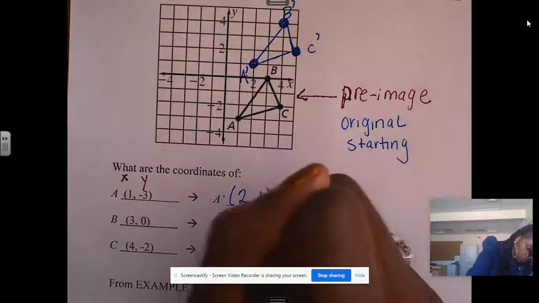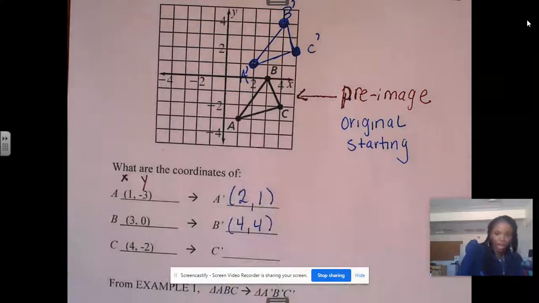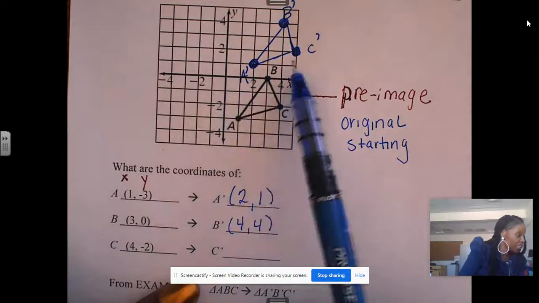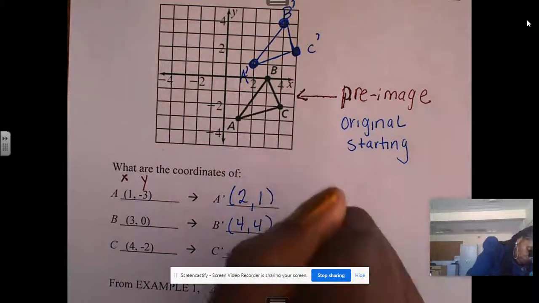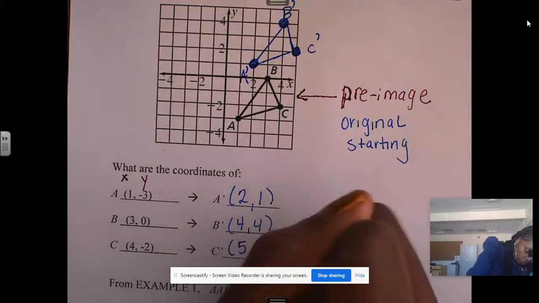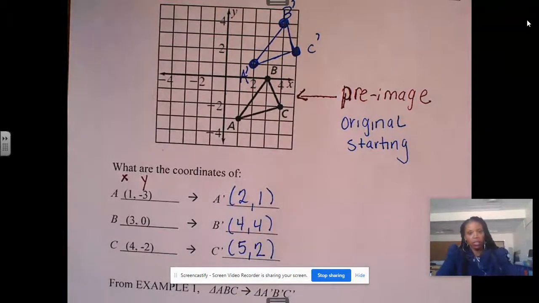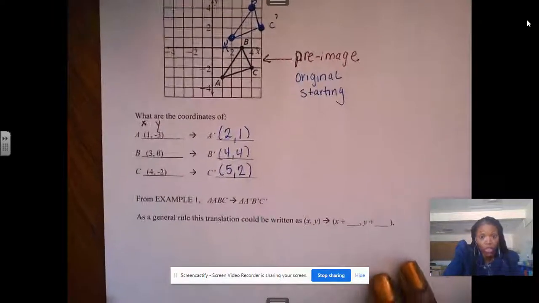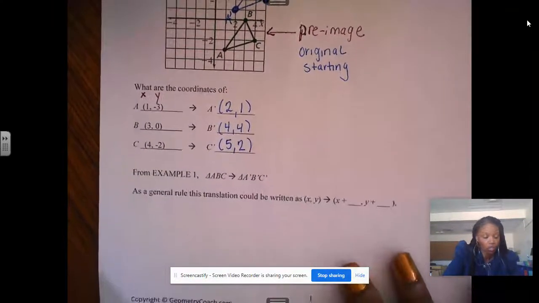So it'll be 4 and 4, that's B prime. And then they want your C prime, and you're going to do the same thing. So you're going to the 5, and then up to the 2. So 5, 2. Okay, now we did that earlier in the year when we was just plotting points. Now this is how the translation is denoted.